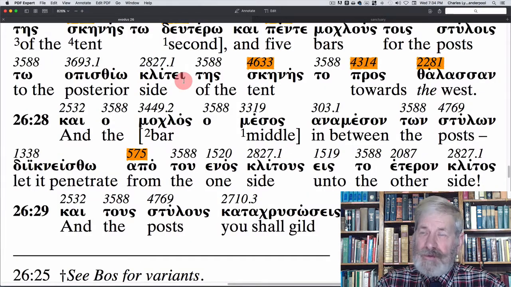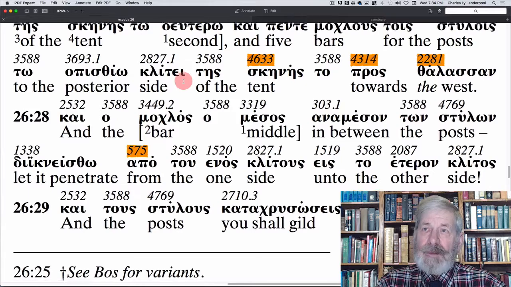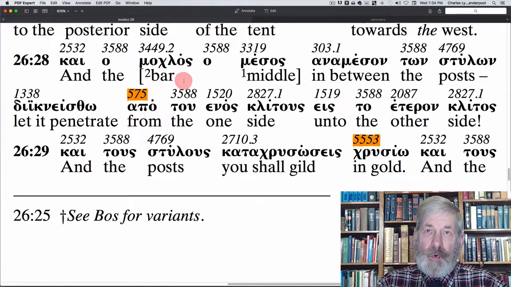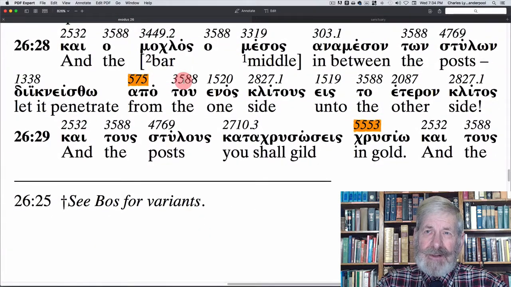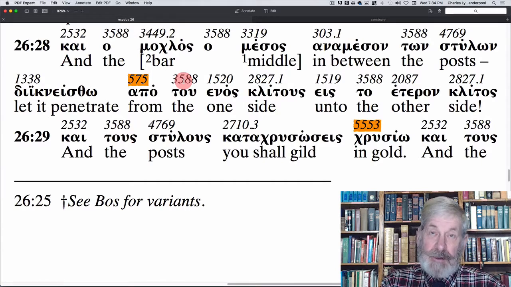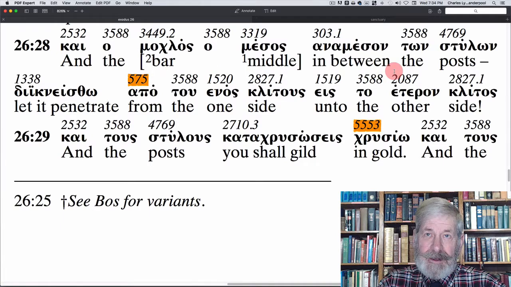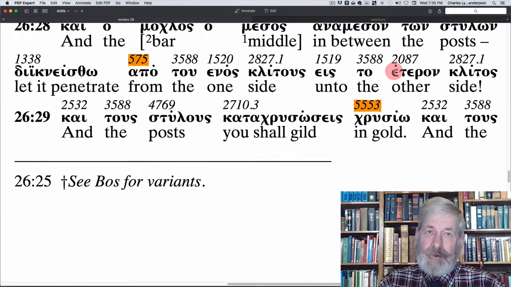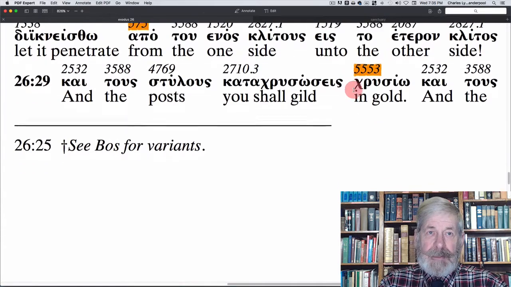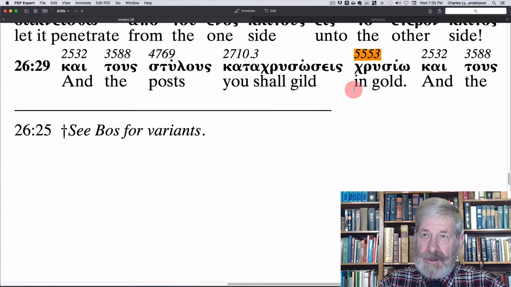So somebody that enjoys going through all this and trying to figure it all out will have a reward, because in the Greek you have a different differentiation with certain words that have a meaning that may be different than the Hebrew, but yet when you see the two and put them together, you can figure out exactly what they are. We've got a middle bar in between the posts. I don't know what middle bar that would be, but let it penetrate from the one side into the other side. And the posts you shall gild in gold. So they are golden posts.